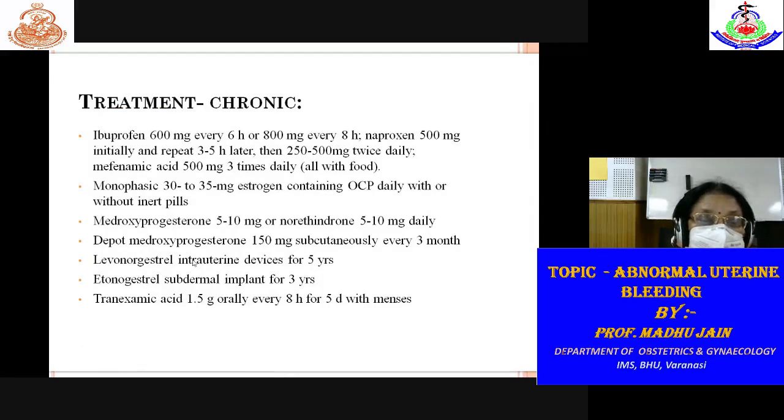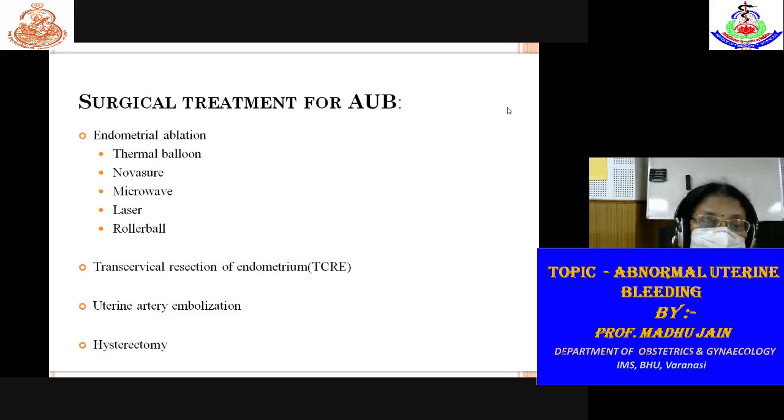In chronic cases, all the drugs can be given in the doses I have mentioned: ibuprofen, a non-steroidal anti-inflammatory drug, medroxyprogesterone, depot medroxyprogesterone, levonorgestrel, tranexamic acid, all can be given very easily. Then the surgical management is transcervical endometrial ablation, which can be done by thermal balloon, NovaSure, microwave, laser, or rollerball. That means you apply heat on the endometrium and destroy it. That is also transcervical endometrial resection. Then by uterine artery embolization, you decrease the blood supply to the uterus, or hysterectomy, that is removal of the uterus.